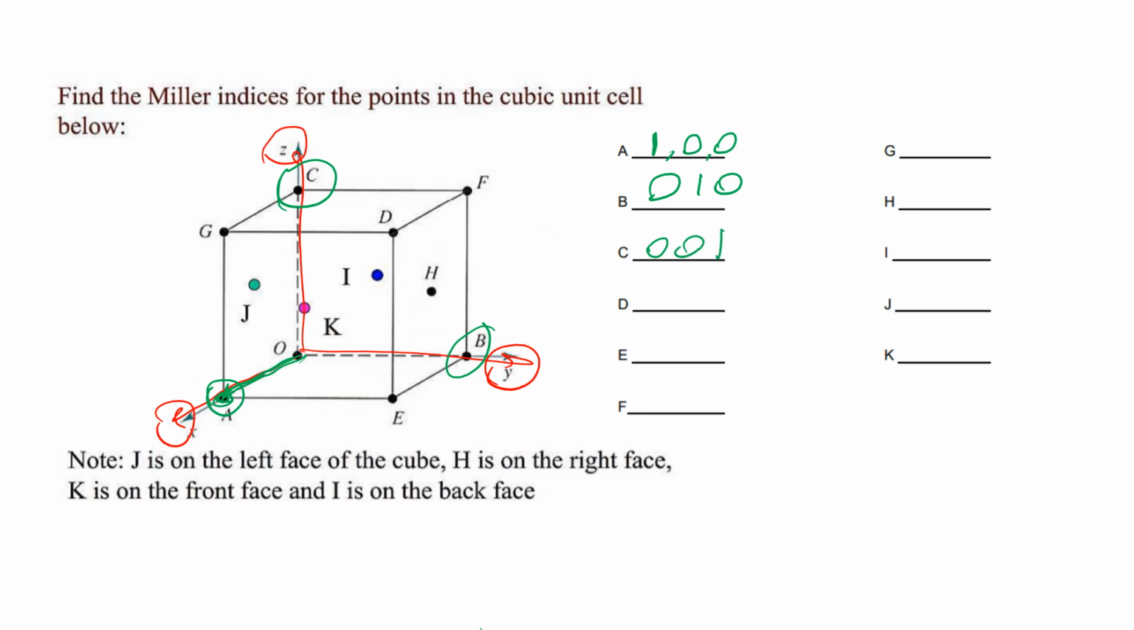How about J? J is halfway, okay? Halfway, halfway. So tell me how. Half, 0 and a half. Yes. So are we all good with finding the coordinates of a point?